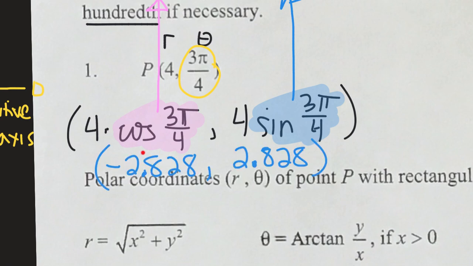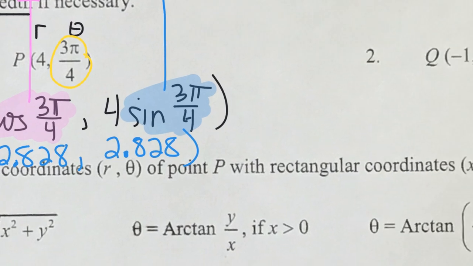Here are your answers when you put it into your calculator, making sure your calculator is in radian mode, because this is a radian angle measure. 3 pi over 4 is a radian angle, because it's not a degree. Okay, let's jump over and look at number 2.